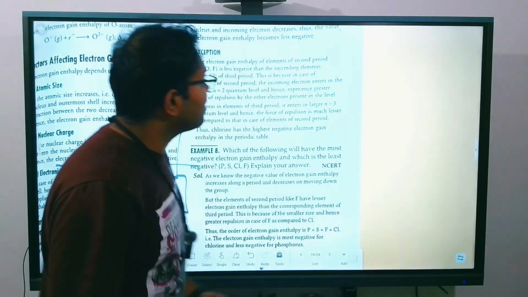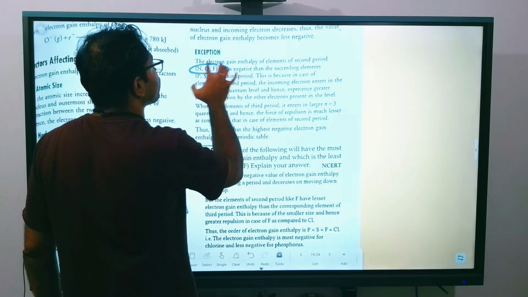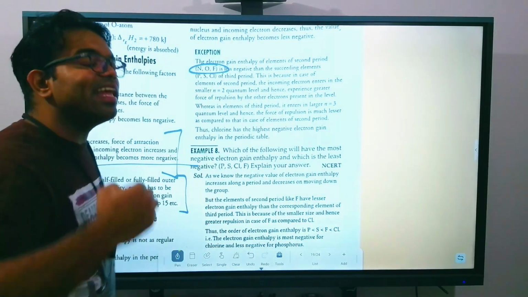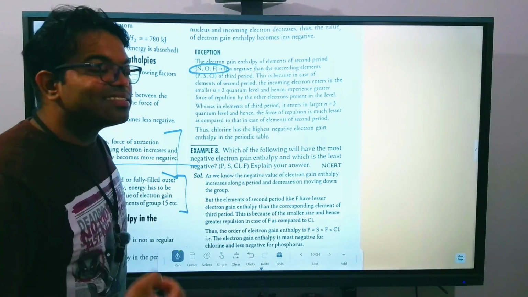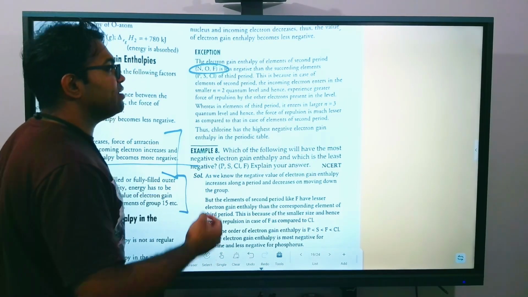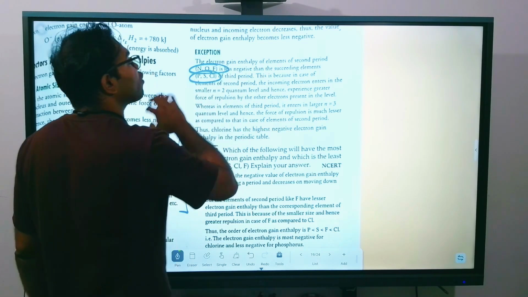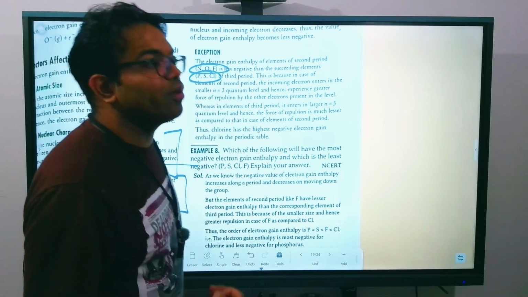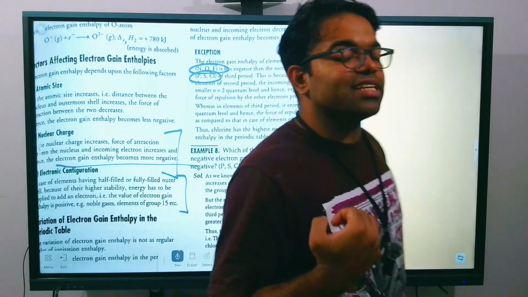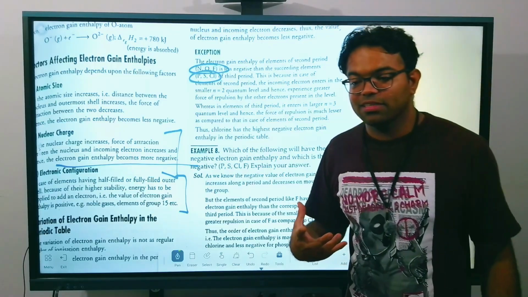So that is the reason why nitrogen, oxygen, and fluorine have less negative electron gain enthalpies compared to that of phosphorus, sulfur, and chlorine. Understood? This is an exception that you need to understand.